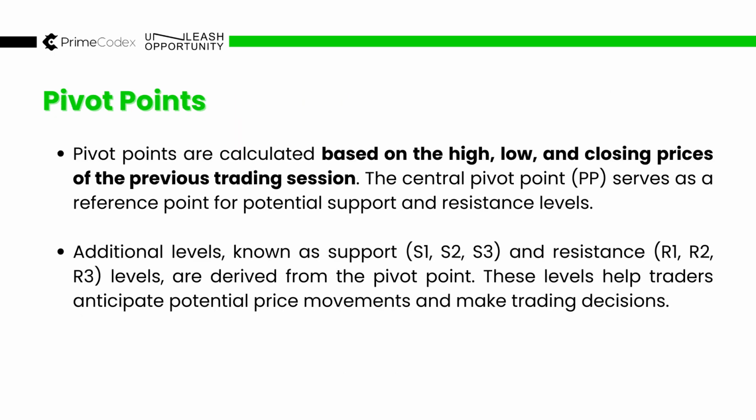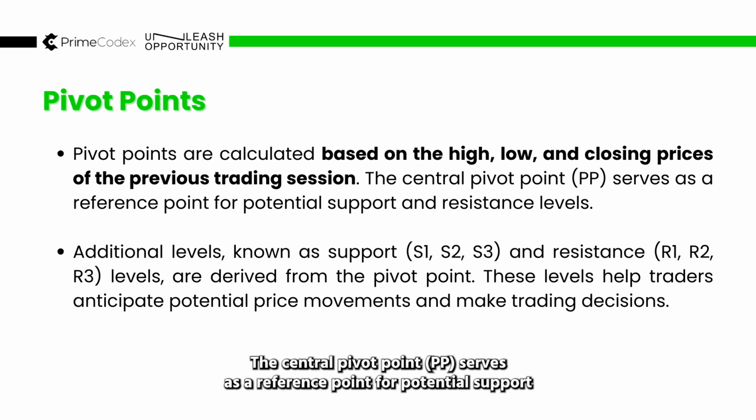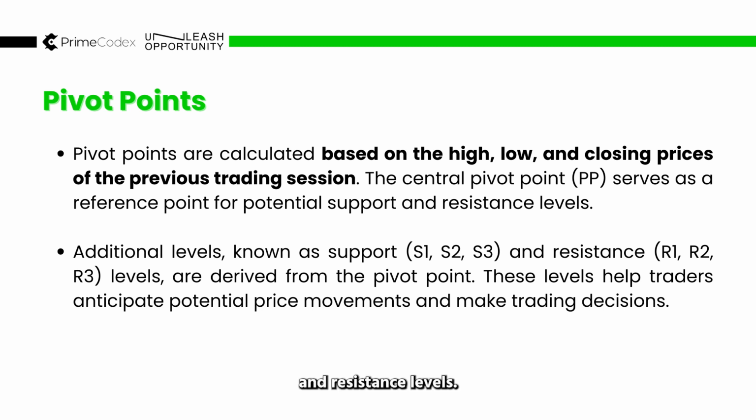Pivot points. Pivot points are calculated based on the high, low, and closing prices of the previous trading session. The central pivot point, or PP, serves as a reference point of potential support and resistance levels. Additional levels known as support S1, S2, S3, and resistance R1, R2, R3 levels are derived from the pivot point. These levels help traders anticipate potential price movements and make trading decisions.